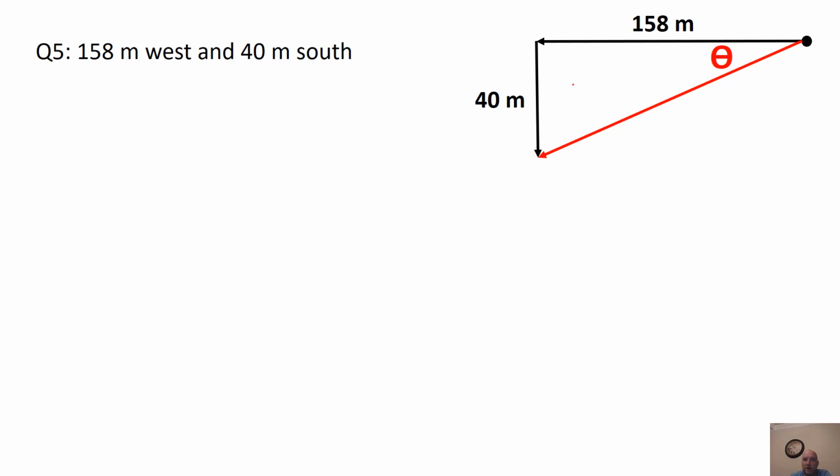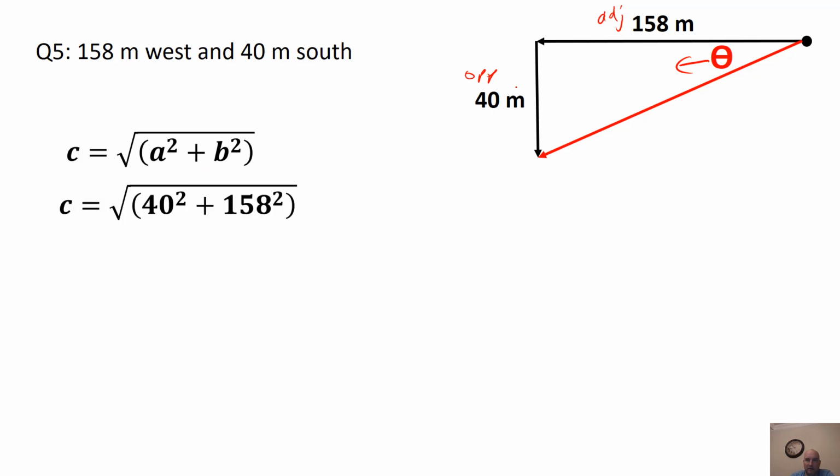But for the second part, when we come up with the angle, this opens up to the opposite, and that is adjacent right here because that's not the hypotenuse. That's important for the next step. But to get this side right here, we're going to take the 40 squared plus the 158 squared, and then we're going to take the square root of it, solving for C. We get 163 meters for our resultant right here.